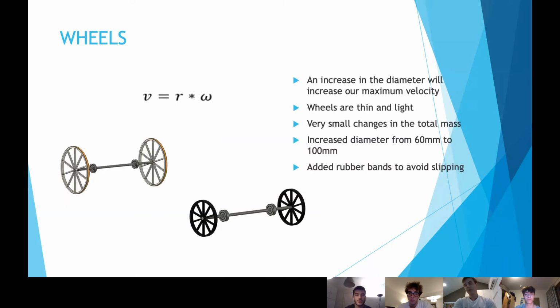To choose the appropriate wheel size, we went back to the basics of circular motion. From this equation, we deduced that an increase in the wheel's diameter will also increase our linear speed, given our motor angular velocity. Hence, we chose to increase it by 4 centimeters. Since our wheels are thin and light, made from 3D printed plastic, the total mass would not be significantly affected, and hence the results. Finally, to avoid slipping of our car, we added a rubber band around each wheel to increase the coefficient of friction.